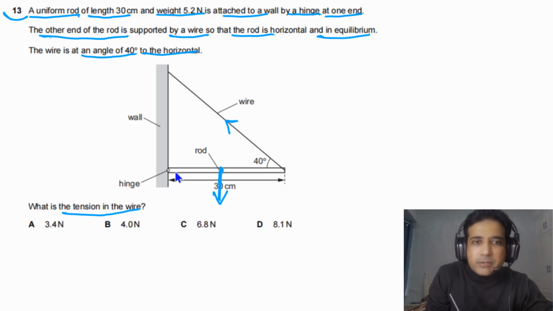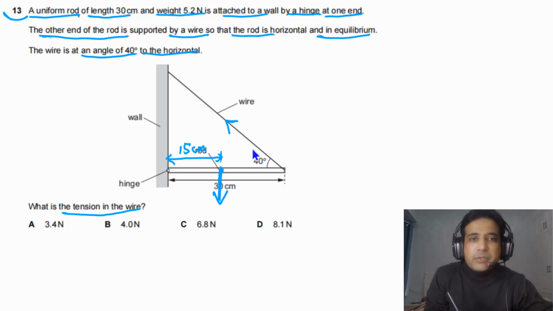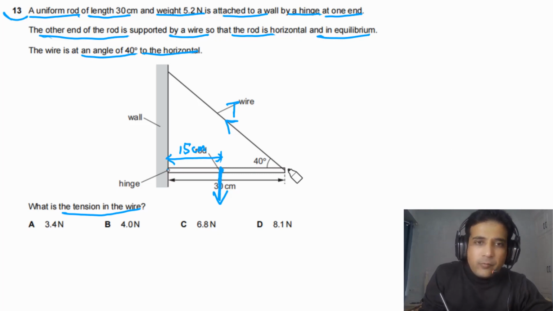And the distance of this one is 15 centimeters. So the distance from the pivot to this point, we can write down here. This distance is equal to 15 centimeters. And this tension in this wire has two components. So it has one vertical component, so we can draw here. It has one vertical component and also one horizontal component that is acting this way.